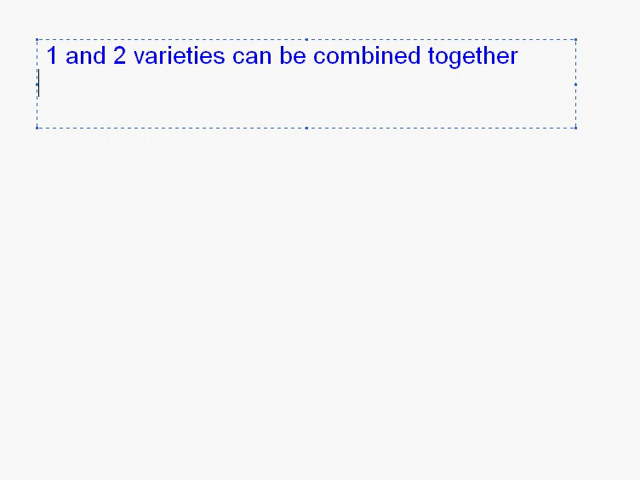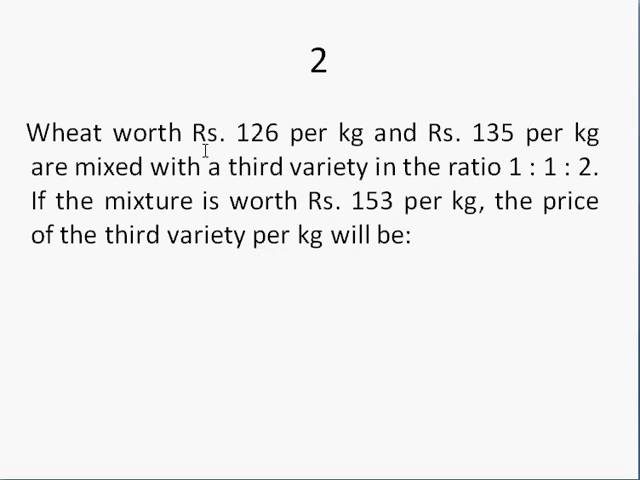Okay, so we'll solve it here. So look carefully. The 1 and 2 varieties can be combined together. Since the ratio is 1:1, we can easily write (120 plus 135) upon 2, which will be equal to 127.5 rupees per kg. Okay, so this is what we got. Now this is a kind of new variety. So we have got one new variety of 127.5 rupees per kg. Now forget these two varieties. Now we have one new variety and one third variety.